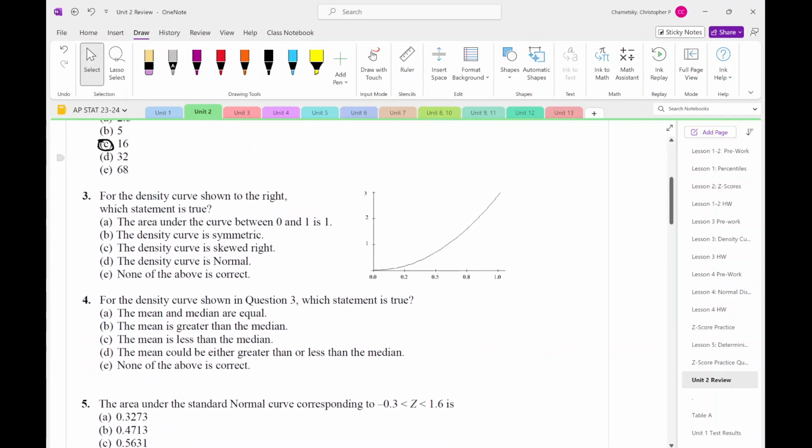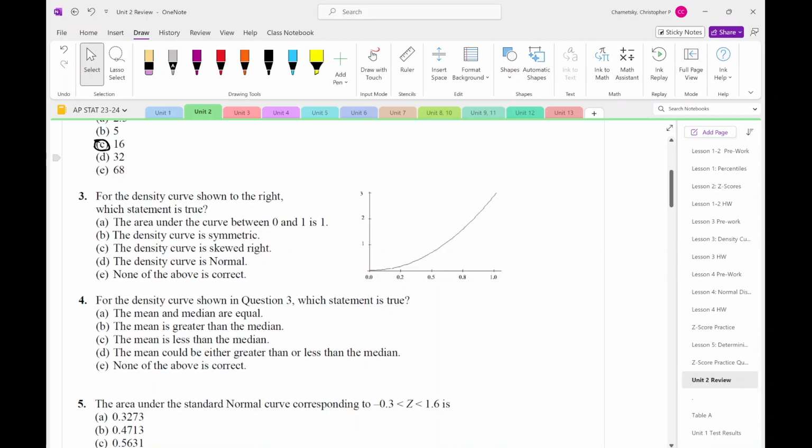For number 3, for the density curve shown to the right, which statement is true? So the biggest thing to remember with density curves: the area under this curve is always 1, meaning that 100% of our data is contained underneath this curve. Okay, so right off the bat, I know that A has got to be the correct answer.